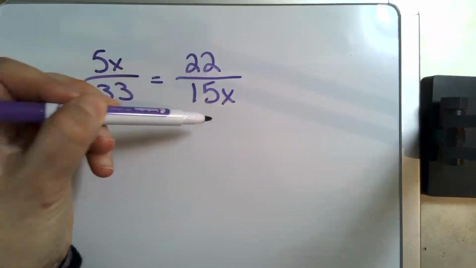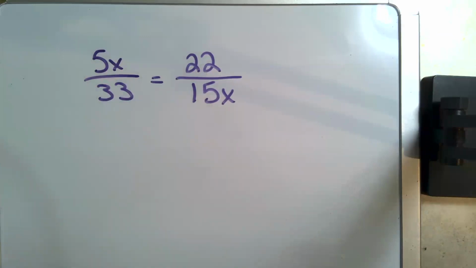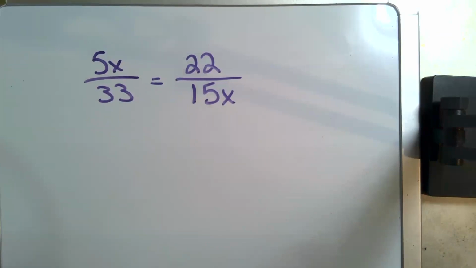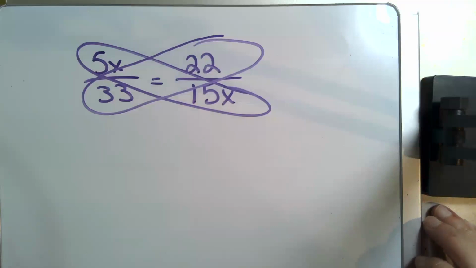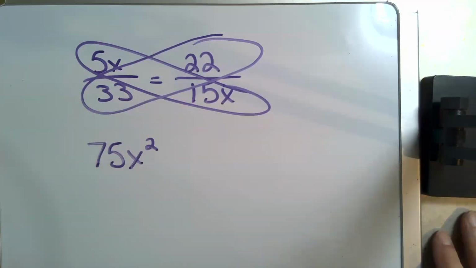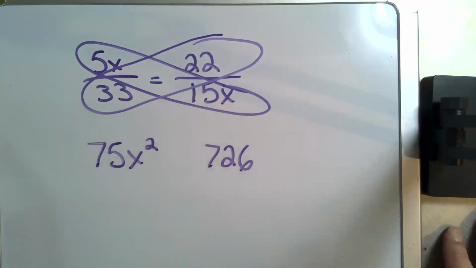When you have fractions that are standing across an equal sign, the way to unwind this is cross multiply. If you haven't watched my initial video on cross multiplication, go ahead and click this link here. Otherwise, we're going to jump ahead. So put those loops on your problem, multiply up the loops. So 5x times 15x equals, and 33 times 22 equals, and the equal sign still stays between them.